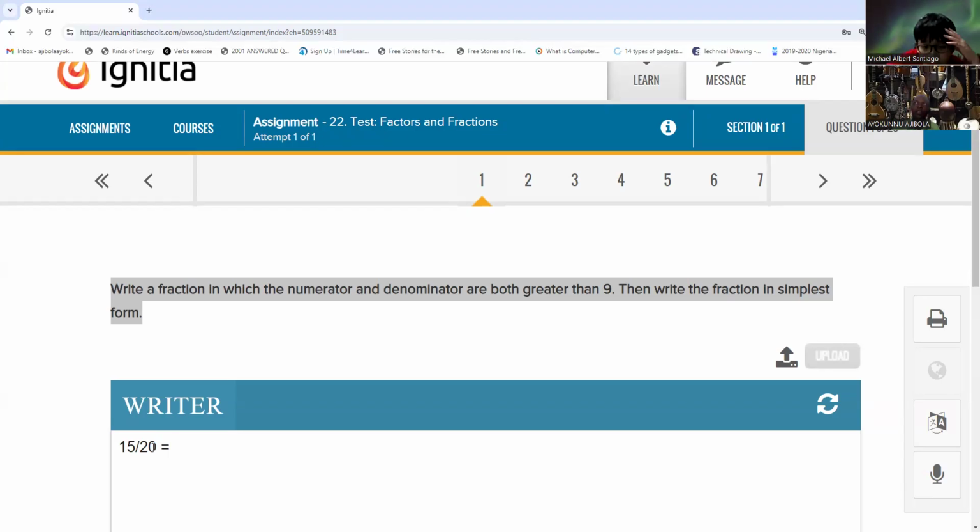If I say 30 over 36, I can divide both of them by 6. So 30 divided by 6 gives me 5, and 36 divided by 6 gives me 6. So my answer in simplest form will be 5 over 6 instead of 30 over 36. Is that clear? Yes. So turn this one to the simplest form. Look for a number that can divide both of them. Divide and tell me your answer.